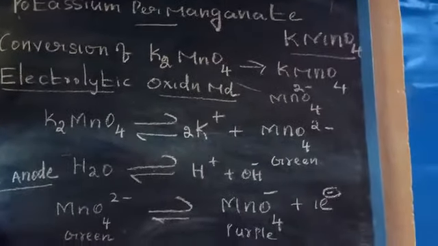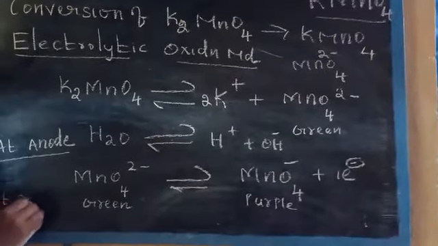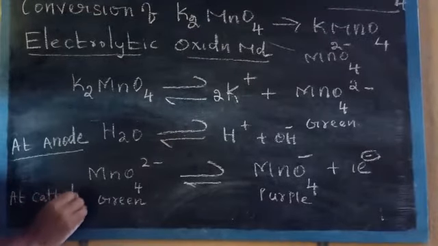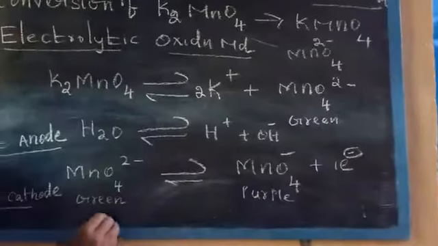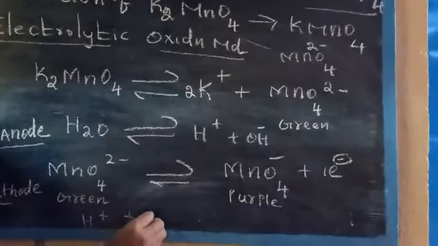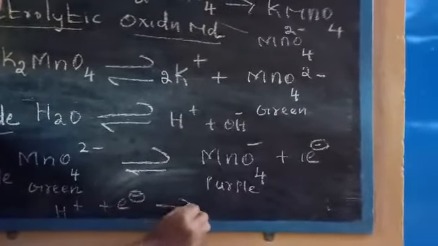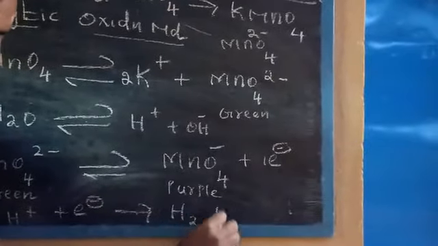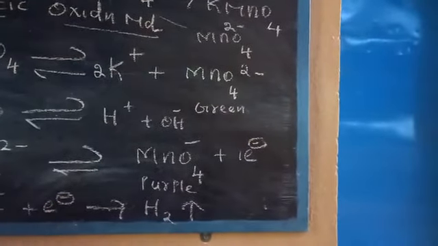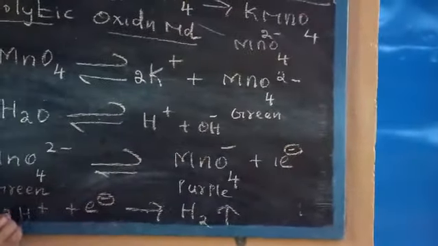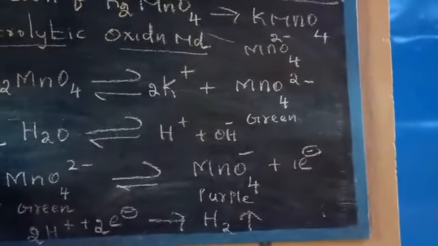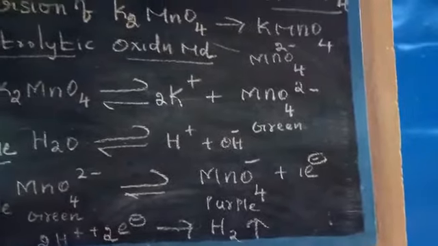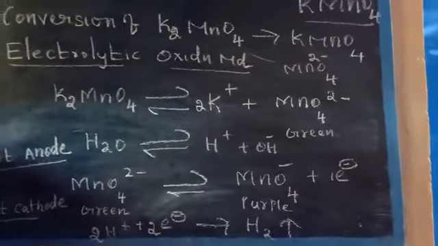So, at the cathode, H+ as well as the electron: H+ plus electron gives H2. This evaporates as hydrogen gas, so 2H+ plus 2 electrons gives H2. So this is the preparation of potassium permanganate.